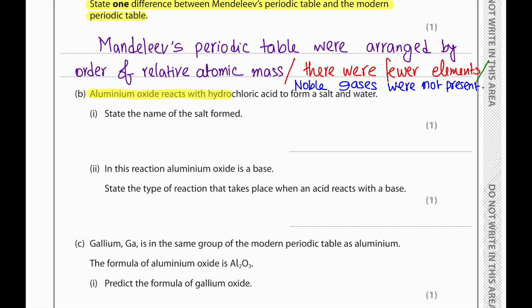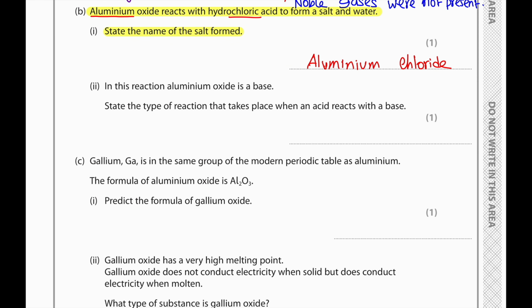Aluminium oxide reacts with hydrochloric acid to form a salt and water. State the name of the salt formed. So the salt will start with the name aluminium and end with the acid, which is hydrochloric acid, so chloride. In this reaction, aluminium oxide is a base. So all metal oxides are bases. State the type of reaction that takes place when acid reacts with a base. The reaction of an acid with a base is referred to as a neutralization reaction.